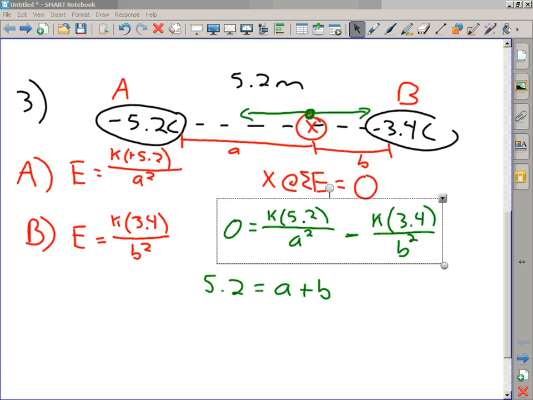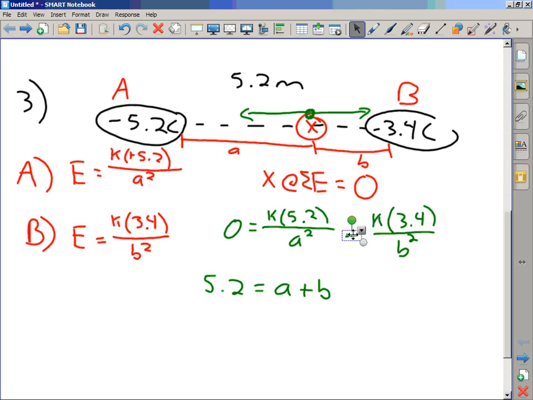For the recording, that's subtraction, not addition, because the vectors are going opposite ways.